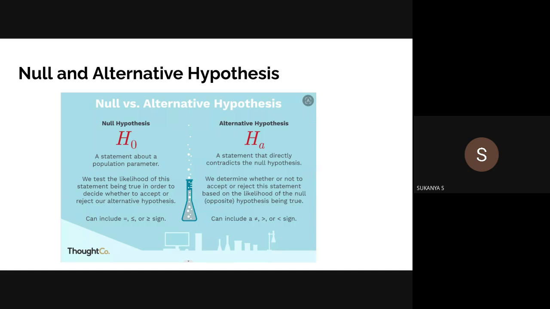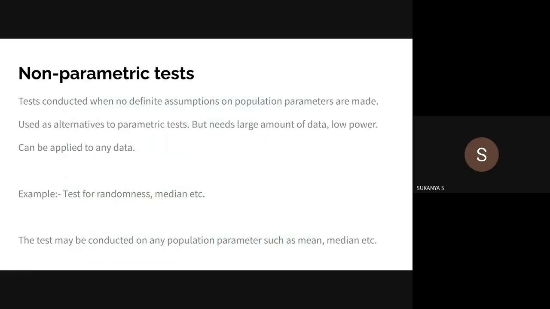Do you want to ask something? Yes, this side it is Orijit. I have a question about that non-parametric hypothesis testing.